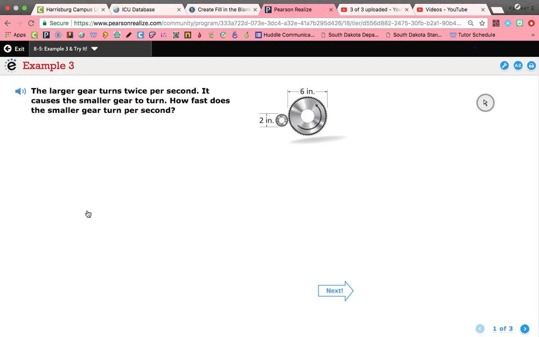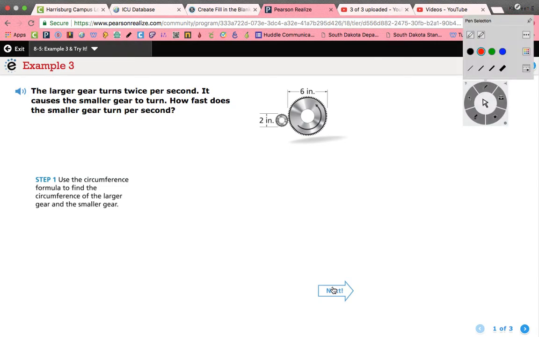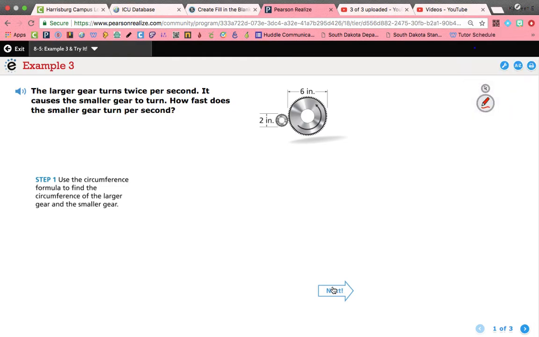Example 3 says the larger gear turns twice per second. It causes a smaller gear to turn. How fast does a smaller gear turn per second? All right, so first things first, step 1, use the circumference formula to find the circumference of the larger gear and the smaller gear. All right, so circumference of the larger gear.